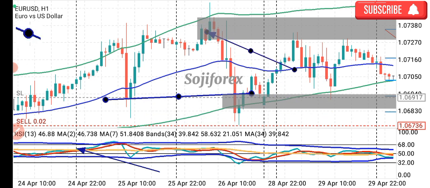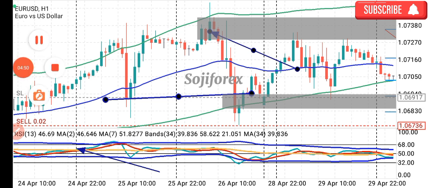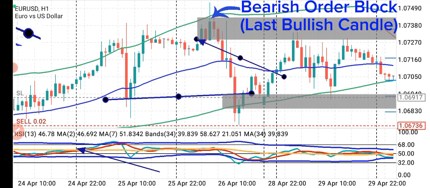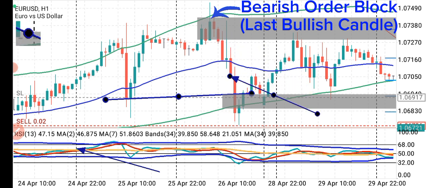This last bearish candle, this green candle you are seeing, is our order block. So a bearish order block is the last bullish candle, and if you look at this candle, this is the last bullish one before a bearish move, before this bearish move that broke this structure. It is our order block.